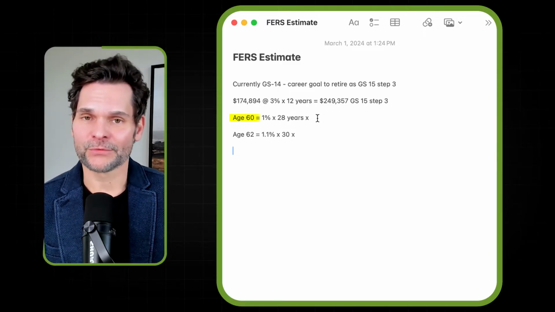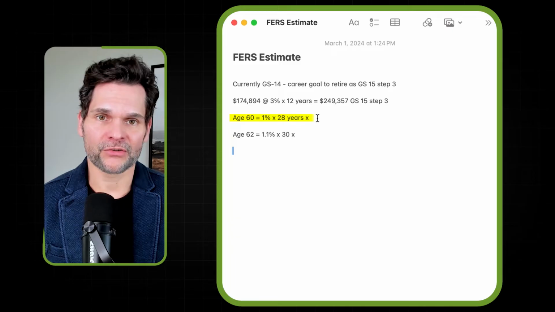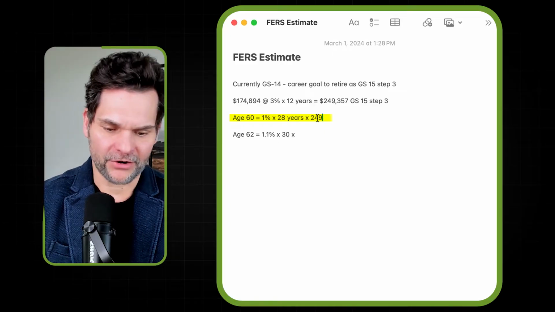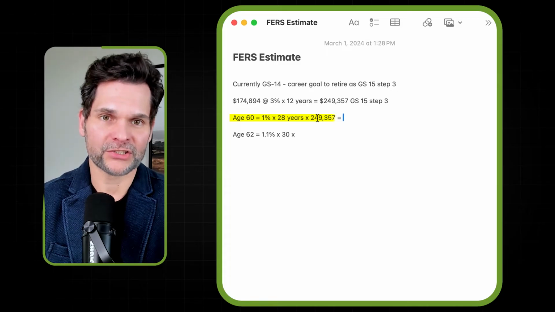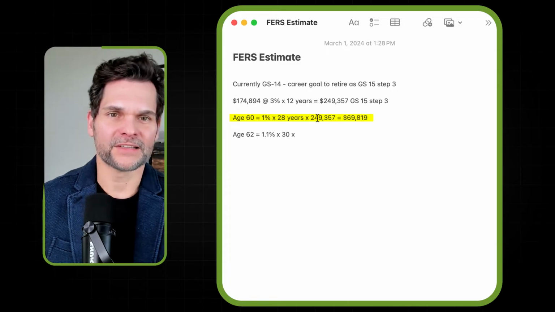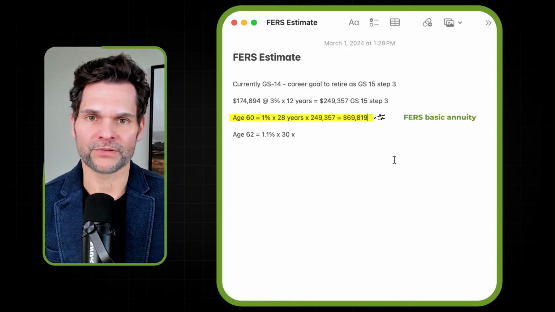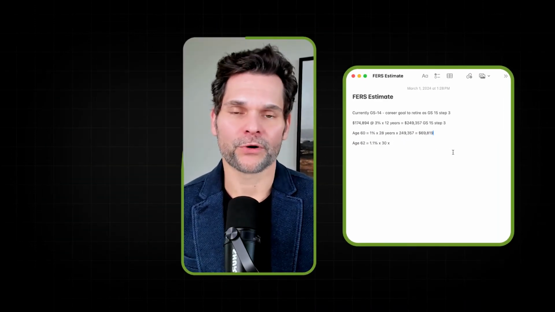So at age 60, we've got the 1% multiplier, 28 years. We take our $249,357 and we run the calculation. That gives us $69,819 as the FERS basic annuity. So you see how I did that? Pretty straightforward, pretty simple. We can do that.